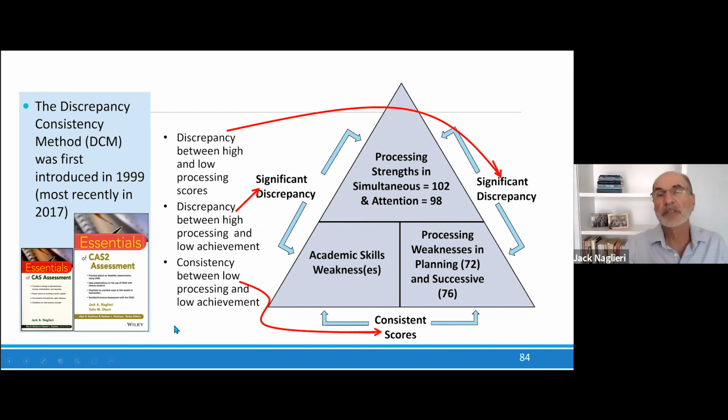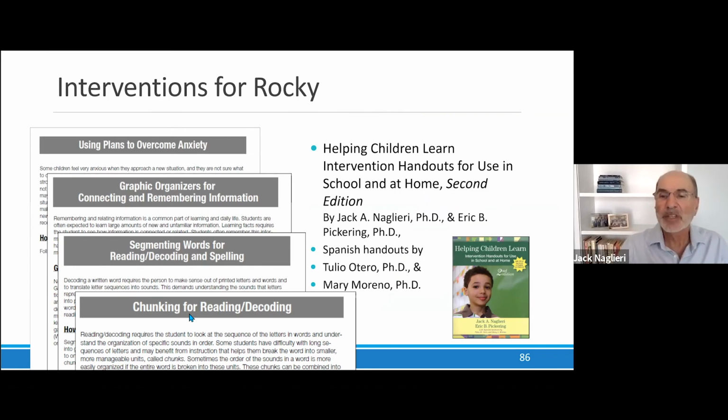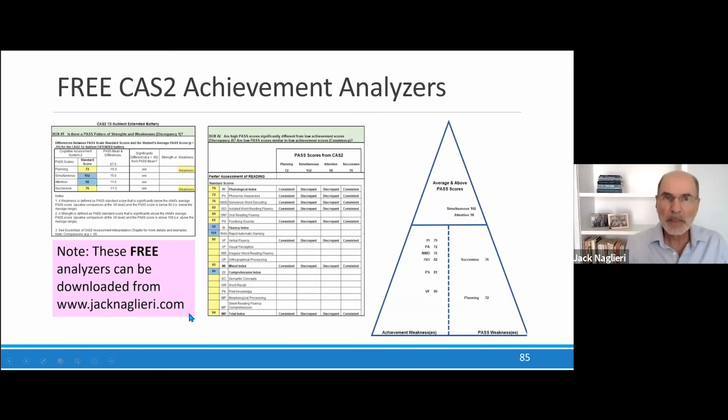That's not what happened. And when you have a planning and a successive processing weakness, that's really hard, because when you get stuck, you can't figure out what to do. You really need help.